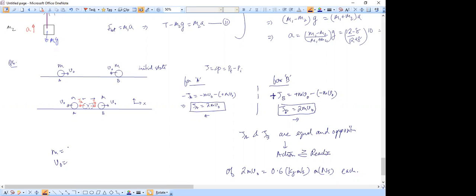Yeah, 50 grams, and V naught's value is 6 meters per second. So on substituting, you'll get this. So is this fully clear, Bhomik? Have you understood this? Okay, good.